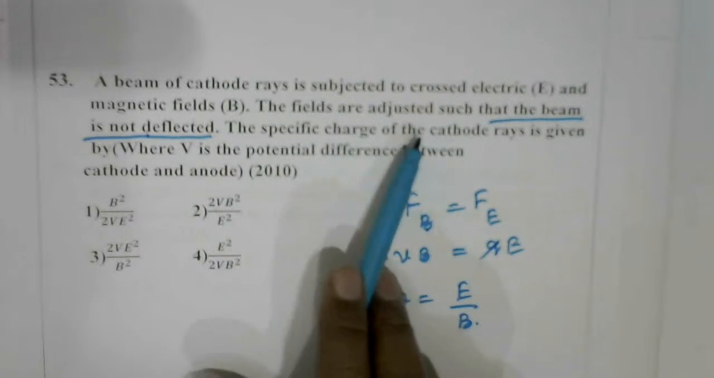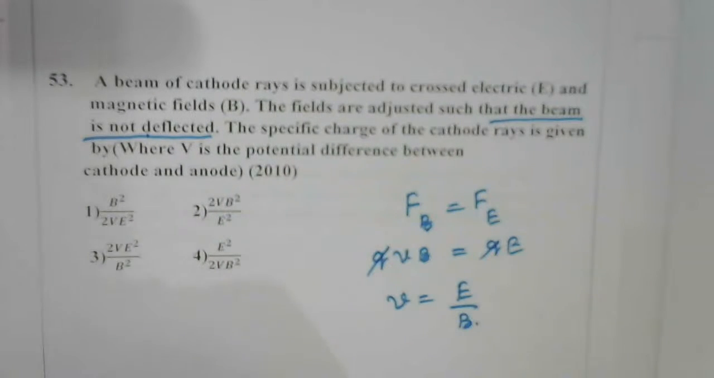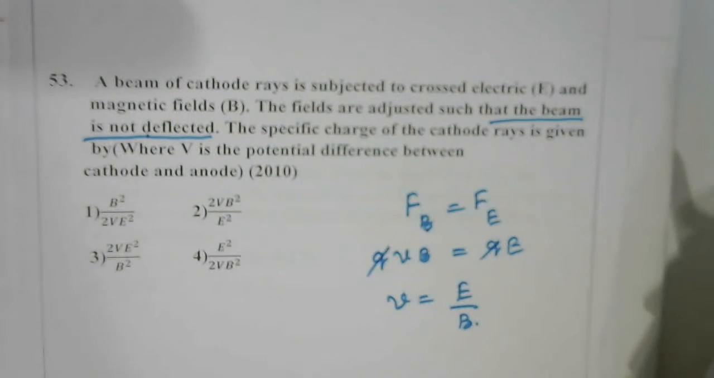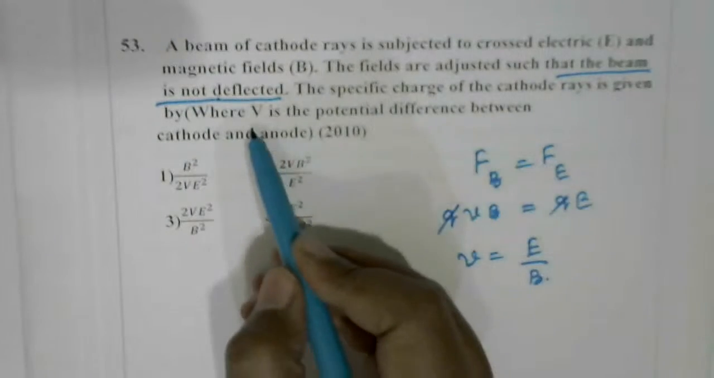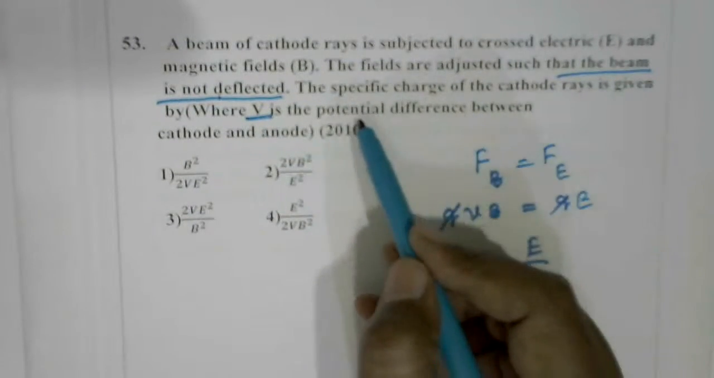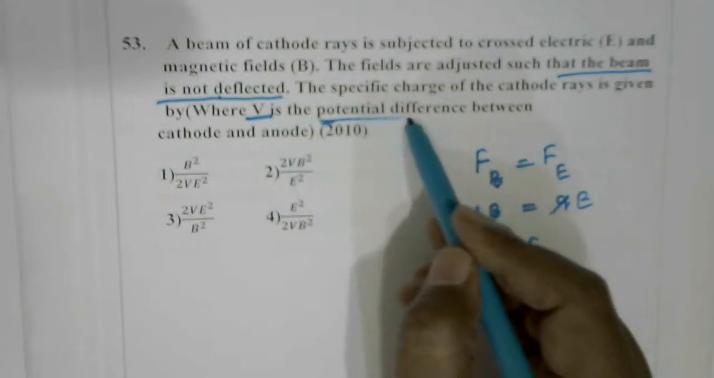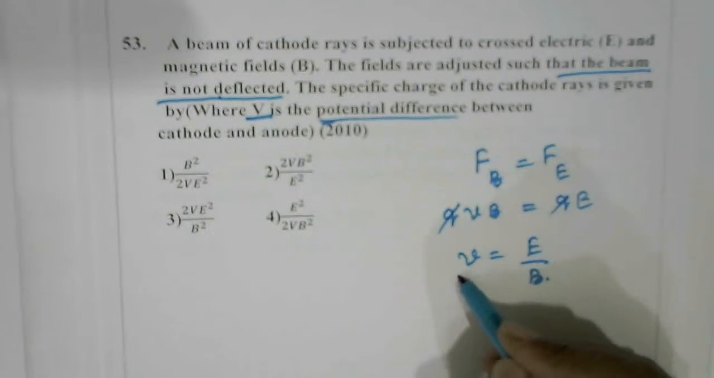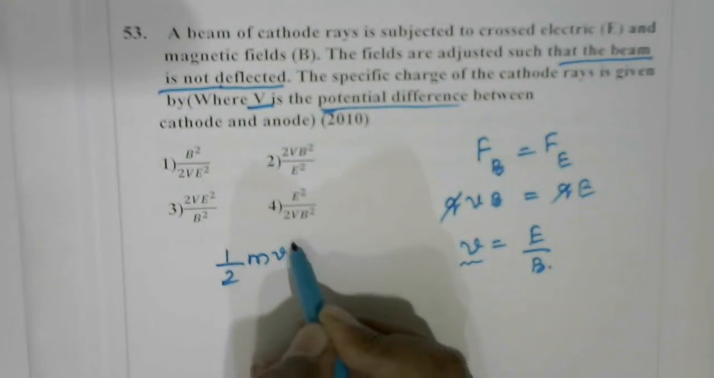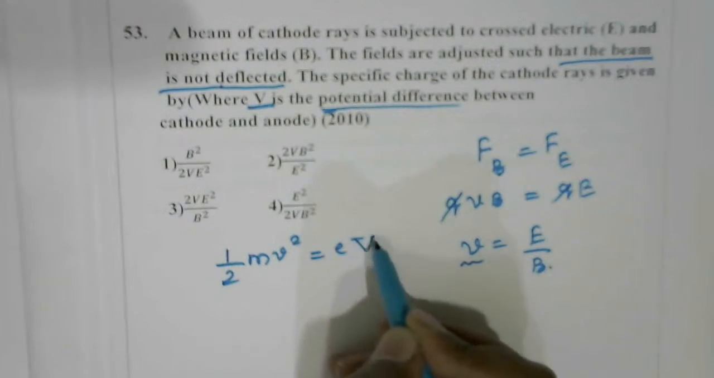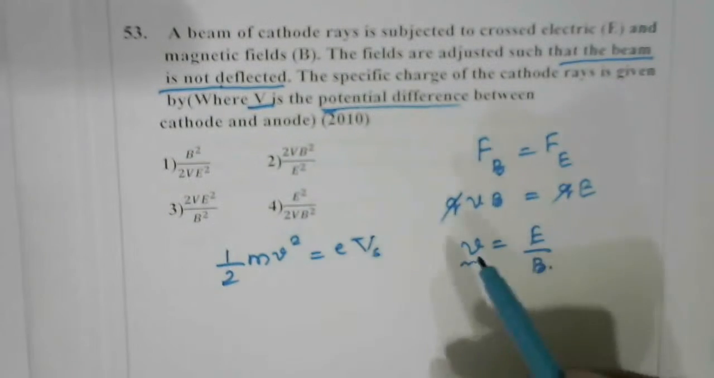So the specific charge of the cathode rays is given by. They are asking further, what is the specific charge of cathode rays? Okay, so how will you get it? Because the answers are in terms of potential. So understood, I have to link velocity in terms of the potential. So what we are having? Half mv square equal to eVs. Right, now let me write Vs, otherwise V and V may get confused.